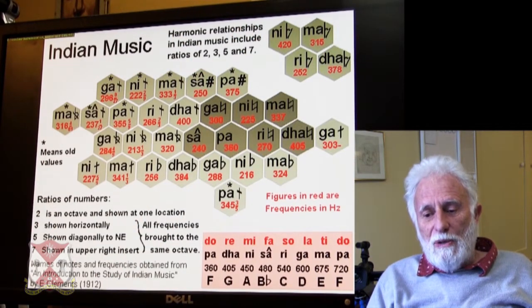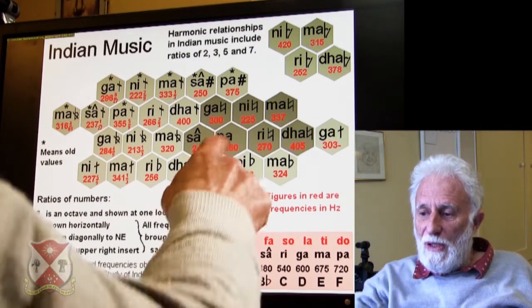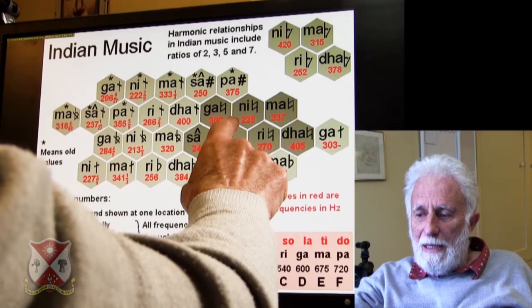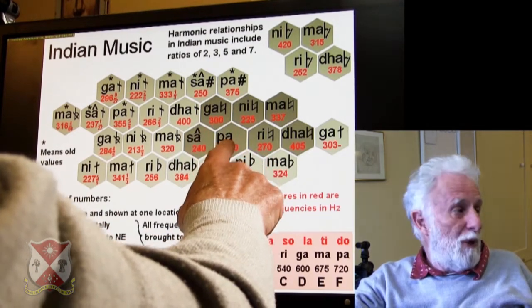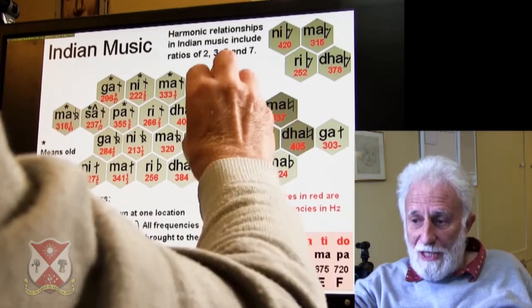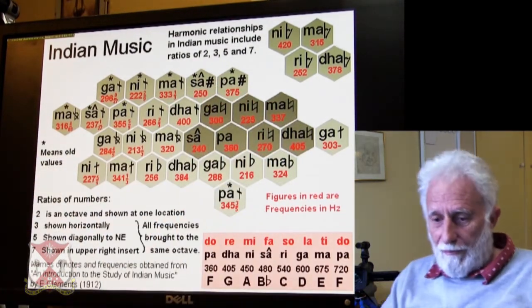So any one note, like pa, is at 360. The ones at 180, one octave below, or 720, one octave above, are also represented by the same name pa, so they're all there.